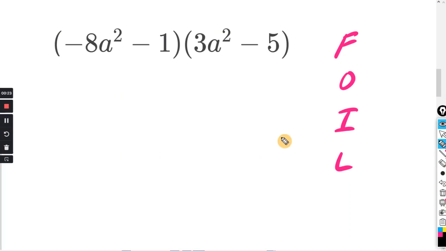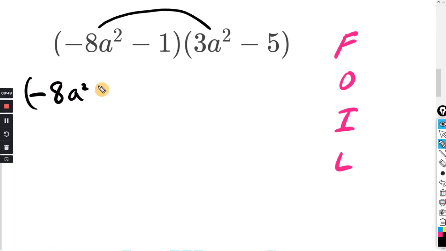I suggest you do the intro exercise first, but in that exercise, we learned about FOIL, first, outer, inner, last. So you can use FOIL since we have two binomials, or you can distribute. I'm going to use FOIL. So first, it's going to be negative 8a squared times 3a squared.